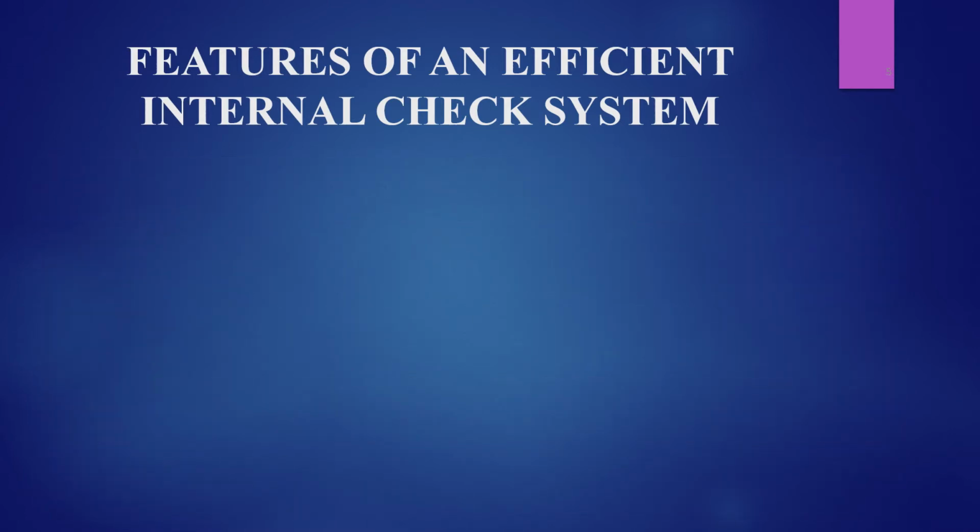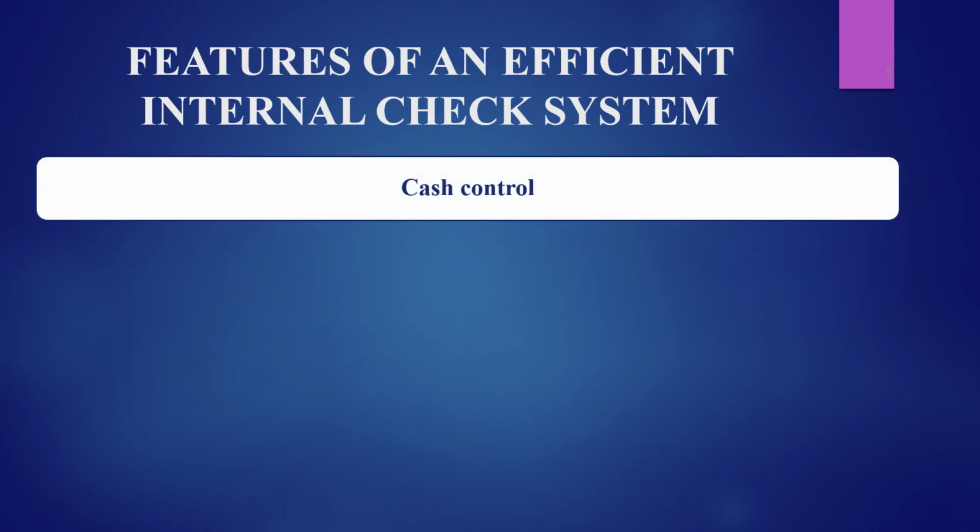Also, talking about further features of an efficient internal check system, one of the features is cash control. That is, if an organization wants to have an appropriate internal check system, they should ensure that they have adequate control over the cash, over the payment of cash and the receipt of cash. So whatever cash is collected on a particular day, for example, it should be deposited in the bank on the very same day. The employees should ensure that. Also, the persons who are responsible for managing the cash should not have access to the books of accounts, because it might lead to embezzlement of cash, or to some kind of frauds or errors in the organization.